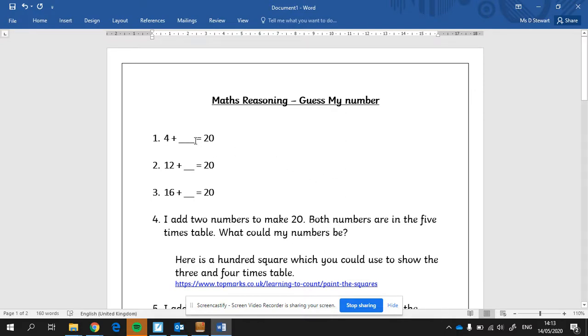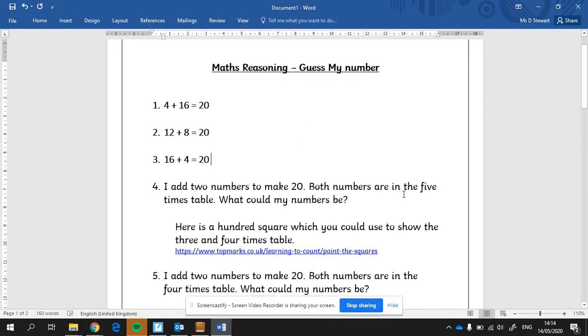So if you knew that 4 and 6 made 10, you would know that 4 and 16 made 20. If you know that 2 and 8 make 10, you know that 12 and 8 makes 20. 16 plus 4 would make 20. If they were tricky for you, try using a tens frame next time. Make the first number and see what's left over to make up to 20.